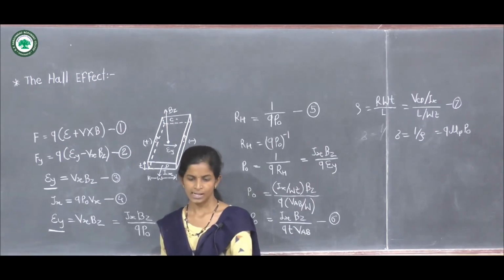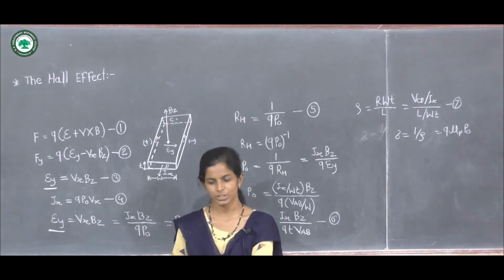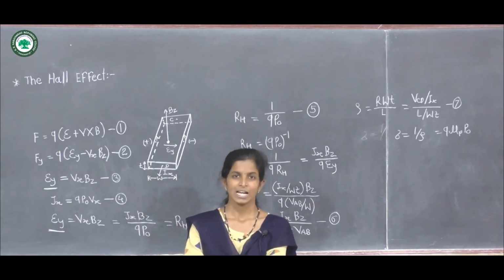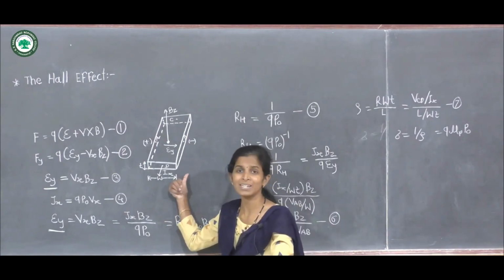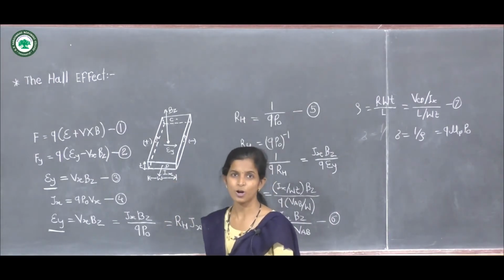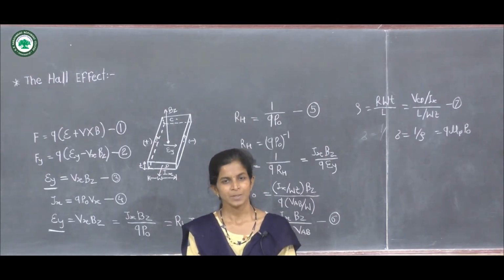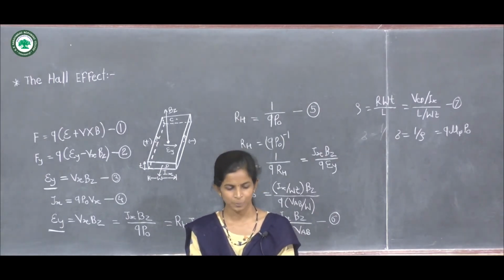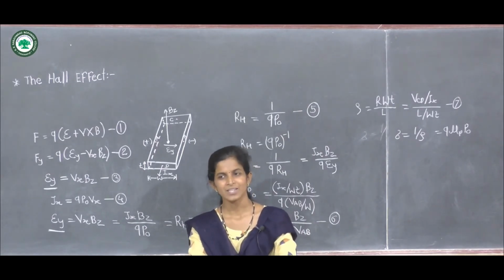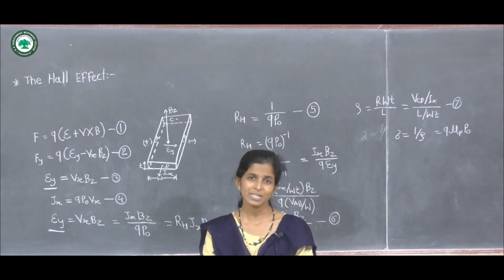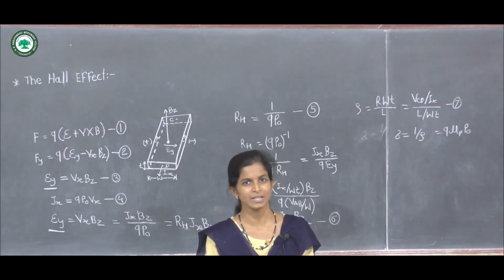The Hall voltage is a common technique to determine whether an unknown semiconducting sample is positive or negative type. In case the semiconducting material is of P type, the Hall voltage will be positive, and in case the semiconducting material is N type, the Hall voltage will be negative.